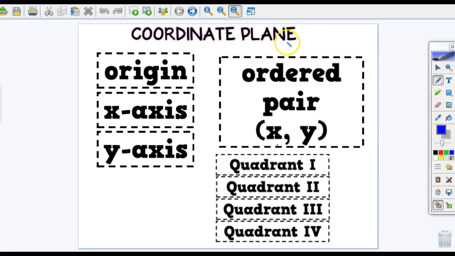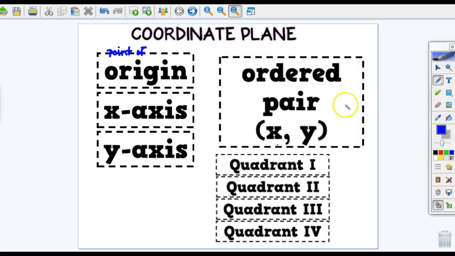Okay, so this is just a recap of what we did in class today. We're going to look at a coordinate plane and all of its different parts. On the coordinate plane, we have an origin. We also call this the point of origin. We have the x-axis, the y-axis. We have a set of ordered pairs known as x and y. And then we have 4 quadrants, quadrant 1, 2, 3, and 4.